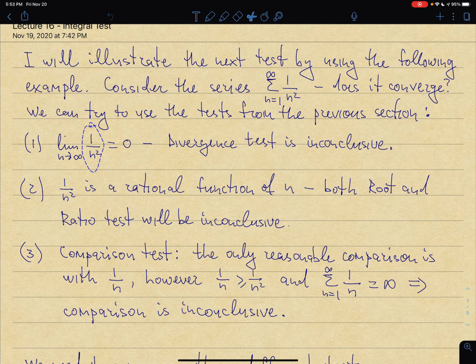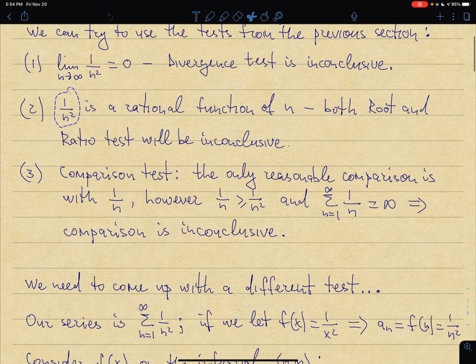Number 2, if I try to apply the root and ratio tests, then we can observe that 1 over n squared is a ratio of two polynomials, 1 and n squared. And I mentioned during the last lecture that whenever you have a rational function of n, then both root and ratio tests will be inconclusive, because the appropriate limits that you'll have to take will all be equal to 1. So the divergence test doesn't work here. Root and ratio tests do not work.